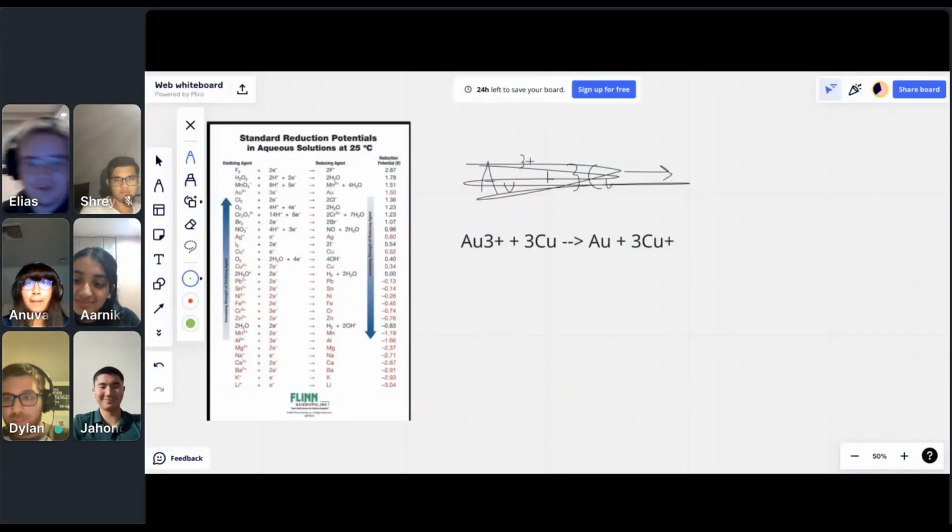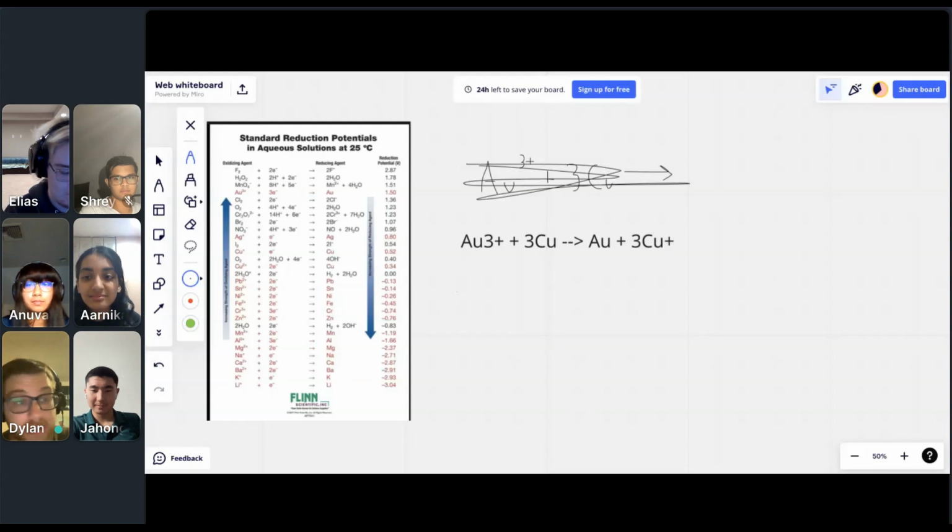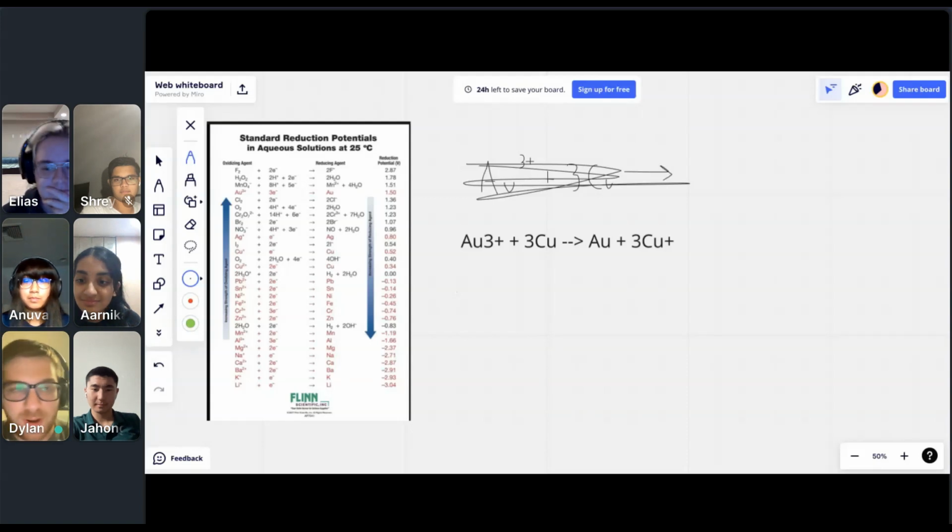Okay, so we have a redox reaction here, right? We have gold 3 plus reacting with just neutral copper to form gold and 3 copper plus ions, right? In this case, first, let's identify what is being reduced and what is being oxidized. So we need to look at our oxidation numbers. The oxidation number of gold goes from 3 to 0, so it's being reduced, right? It is gaining electrons, it is reducing in charge. Copper goes from copper to copper plus, so it's being oxidized, right?